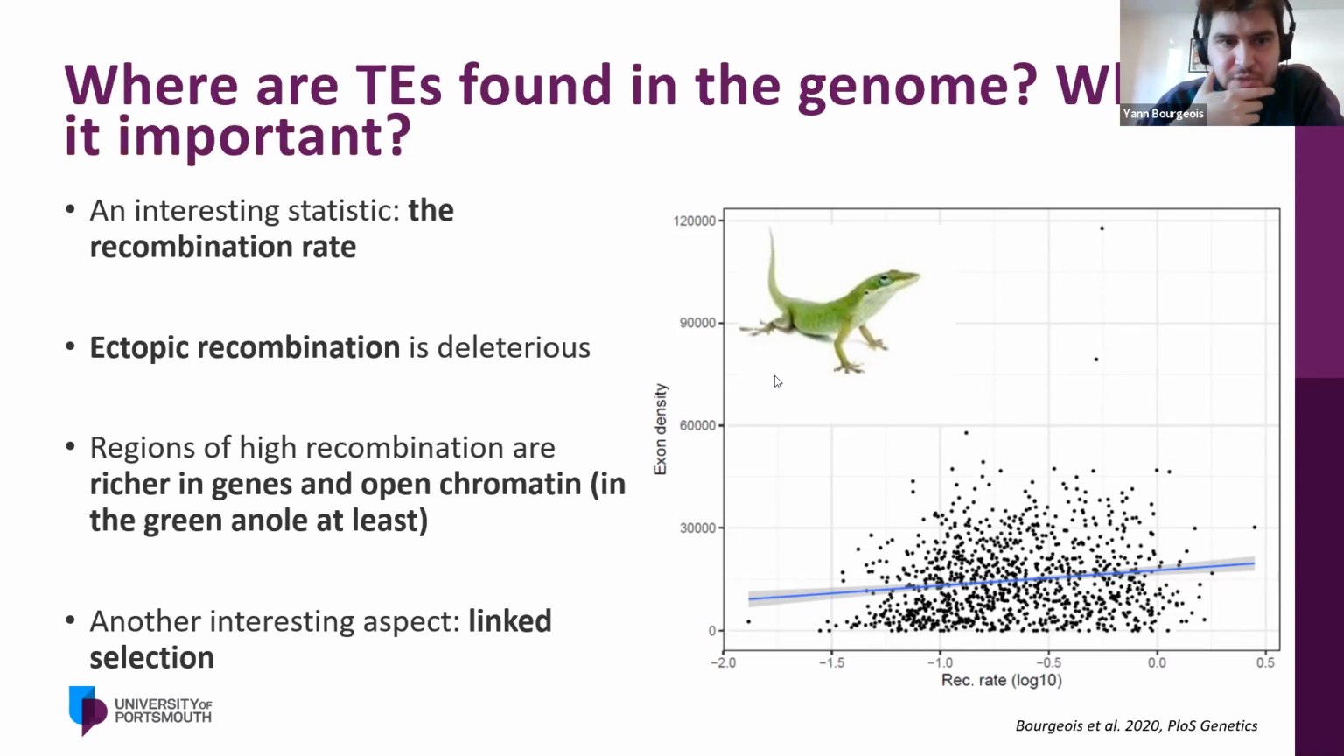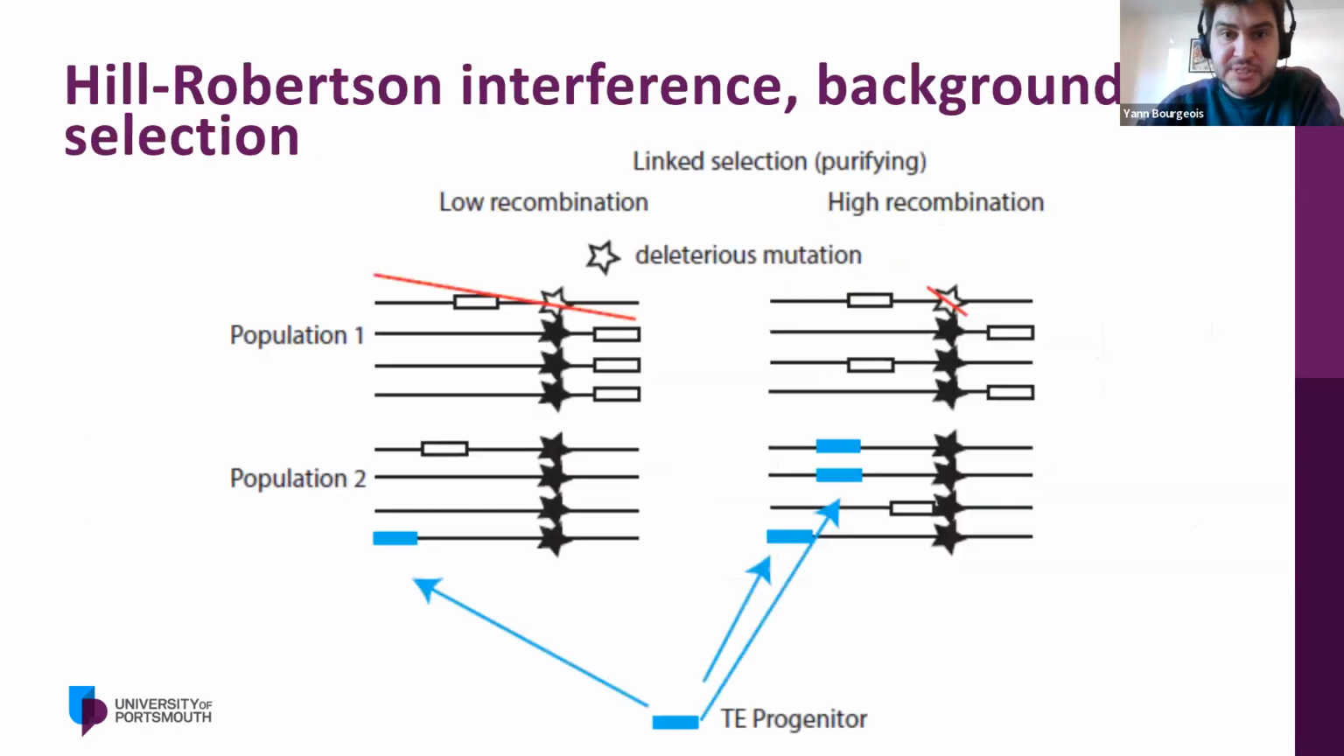very low fitness. There's also the fact that, at least in the green anole, the organism that I'm going to describe now, you also have correlations between the rate of recombination, gene abundance, and regions of open chromatin. But another aspect that's interesting about recombination rate is that it can be used as a predictor for the intensity of the effects of linked selection. So what is that?